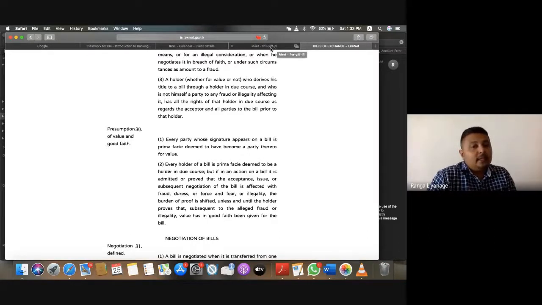However, if in an action on a bill, it is admitted or proved that the acceptance, issue or subsequent negotiation of the bill is affected with fraud, duress, or force and fear or illegality, the burden of proof is shifted.